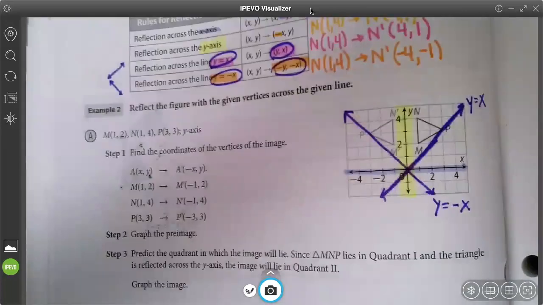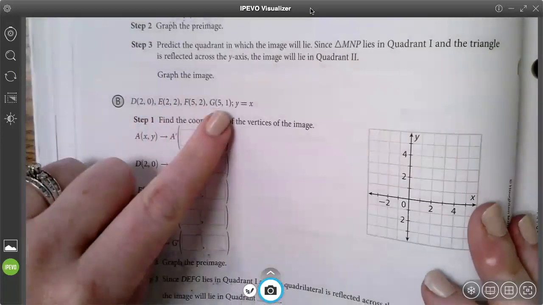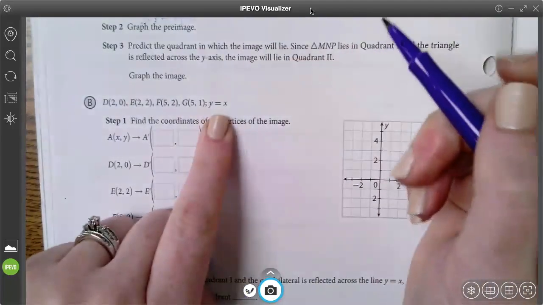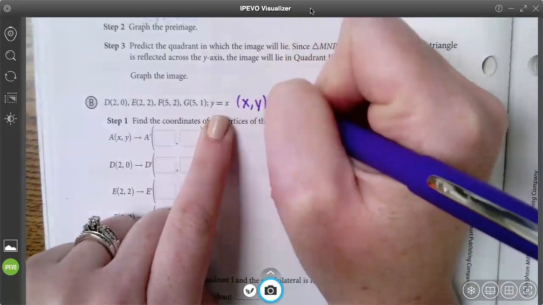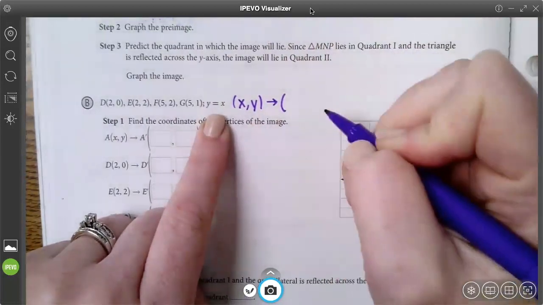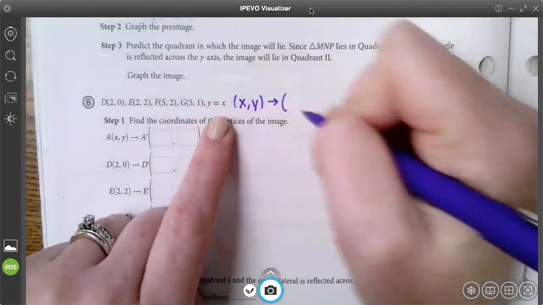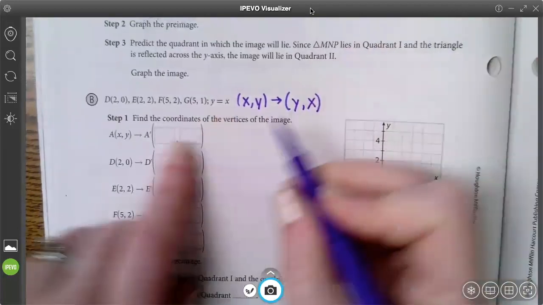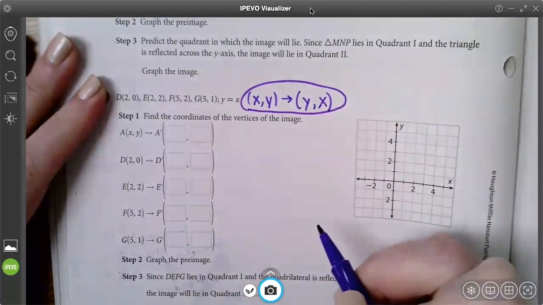So let's do part B. We have a quadrilateral, D, E, F, G. Our line of reflection is y equals x. Now, if I'm reflecting it across y equals x, I want to go ahead and write my rule so that I don't have to think it through every time. I'm going to write it down and then just use this almost as a little formula sheet. So y equals x. When I have this line, it's y comma x. That is my rule. So I'm going to use this information to complete the chart.